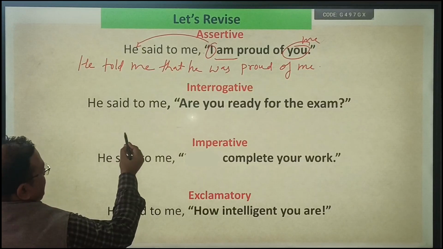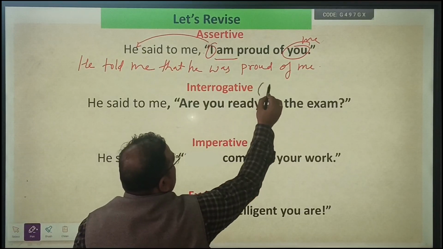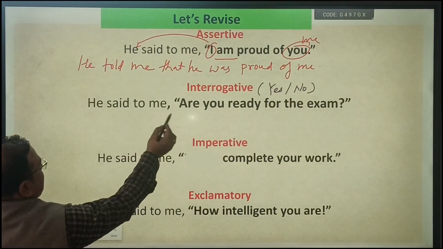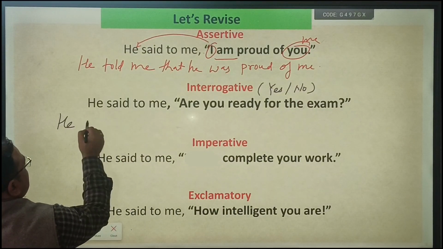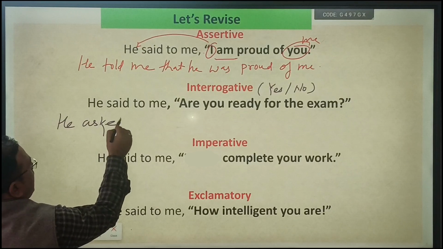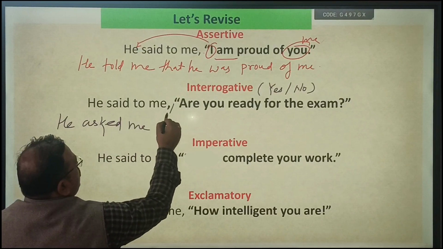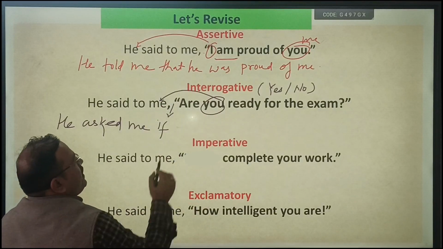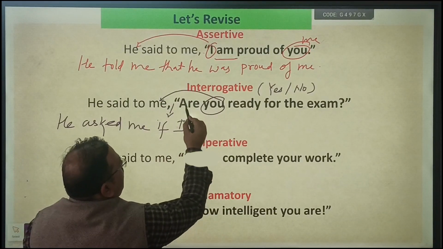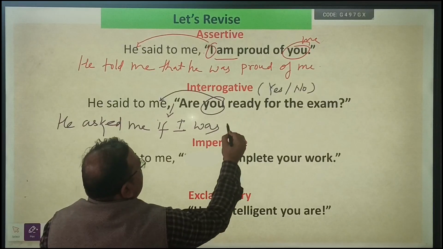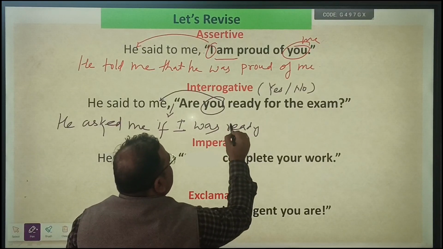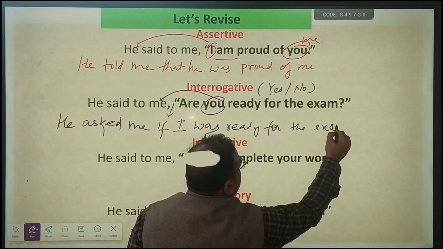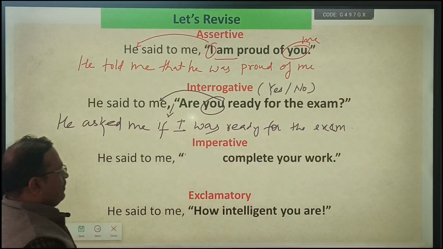Now, interrogative sentence with a yes or no. This is yes or no type. "He said to me." "Said" will change into "asked", we have already discussed. "Asked me." In place of this, if I will change, what will be changed by me? "I" will change into "was ready for the exam." Just it's a type of revision exam.